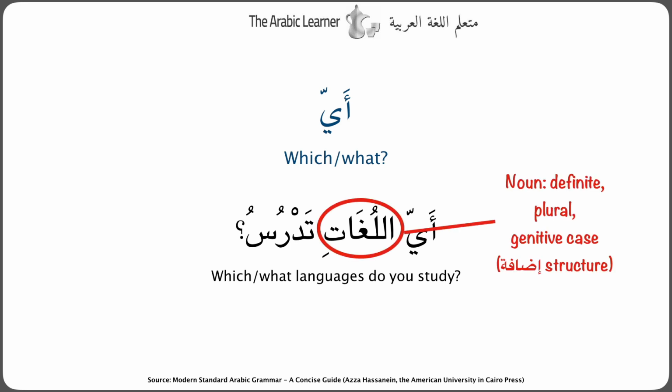Well, we can see a few things. It's a noun. It's definite. It has the alif lam at the beginning. It's plural, not singular. And it's in the genitive case. Or this is what we call the idafa structure. And that means that it takes the kasra at the end. So, definite, plural, genitive when we use the particle ay.